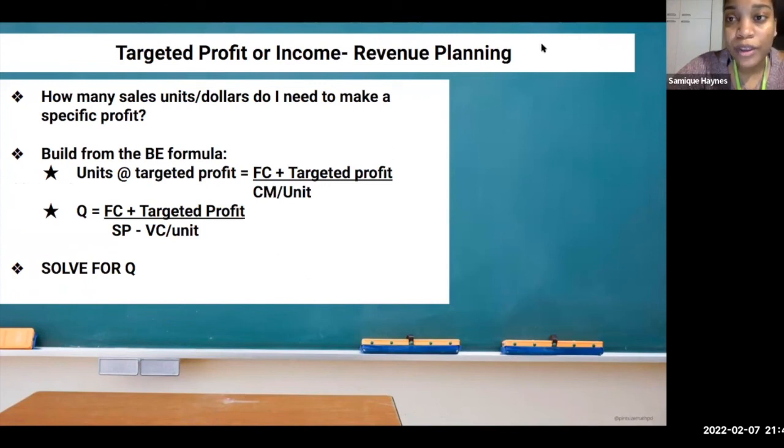So targeted profit or income revenue planning. We can use the same break-even formula to find out how much we need to sell, not just to break even, but also to make a specific profit. All you do is alter the equation and put fixed costs plus the targeted profit divided by the contribution margin per unit. So the formula can look like this: Q is equal to fixed cost plus targeted profit divided by selling price minus variable cost per unit.